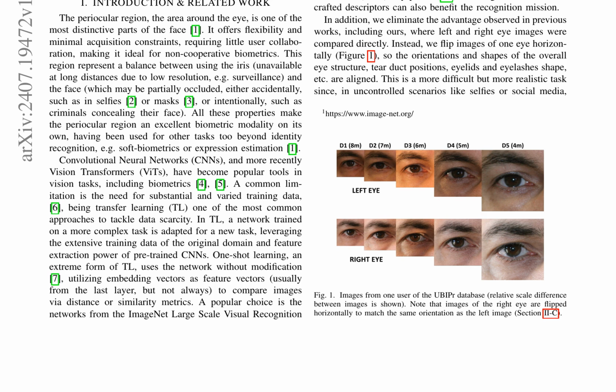The authors also introduce a new approach to comparing left and right eye images by flipping one eye's image horizontally to align the orientations and shapes of the overall eye structure. This approach makes the recognition task more realistic and challenging.